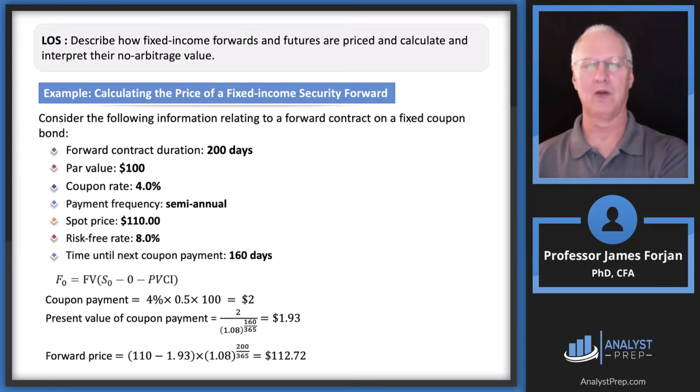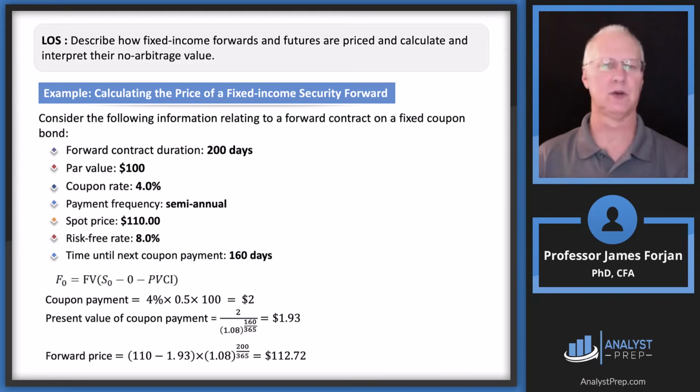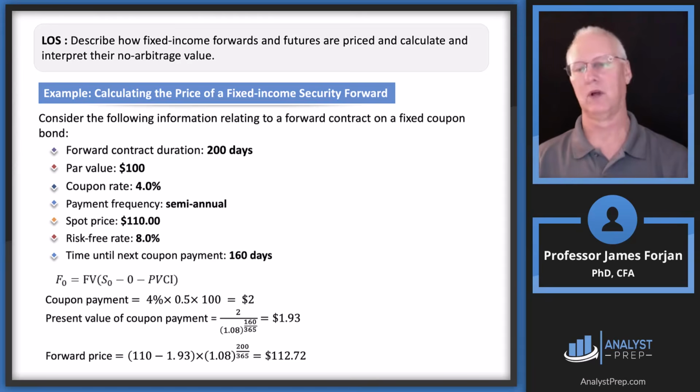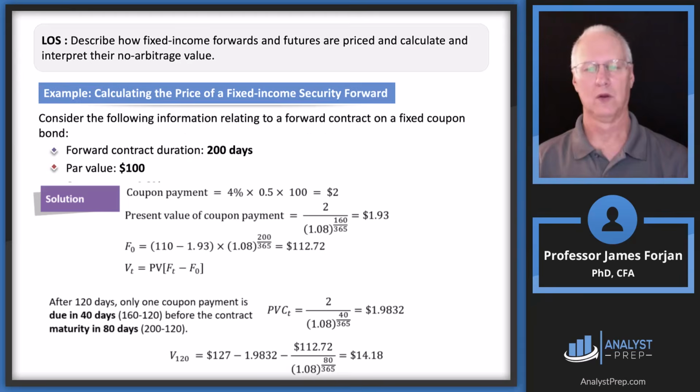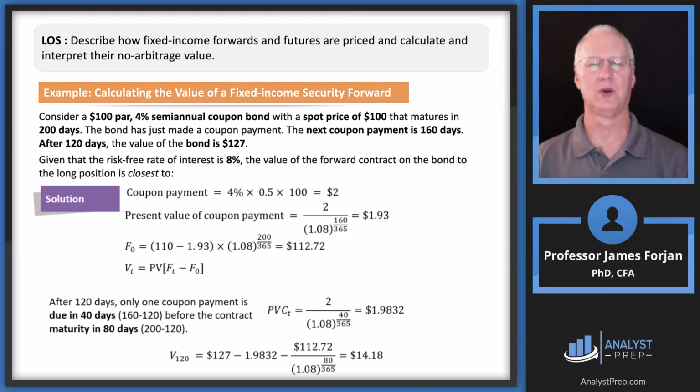We're going to compound it out, 1.08, risk-free rate of 8, and then we adjust it to the remaining time on the contract. So we get the 112.72. So there's our new forward price. What was that? 112.72. So look at the bottom. What are we doing here?